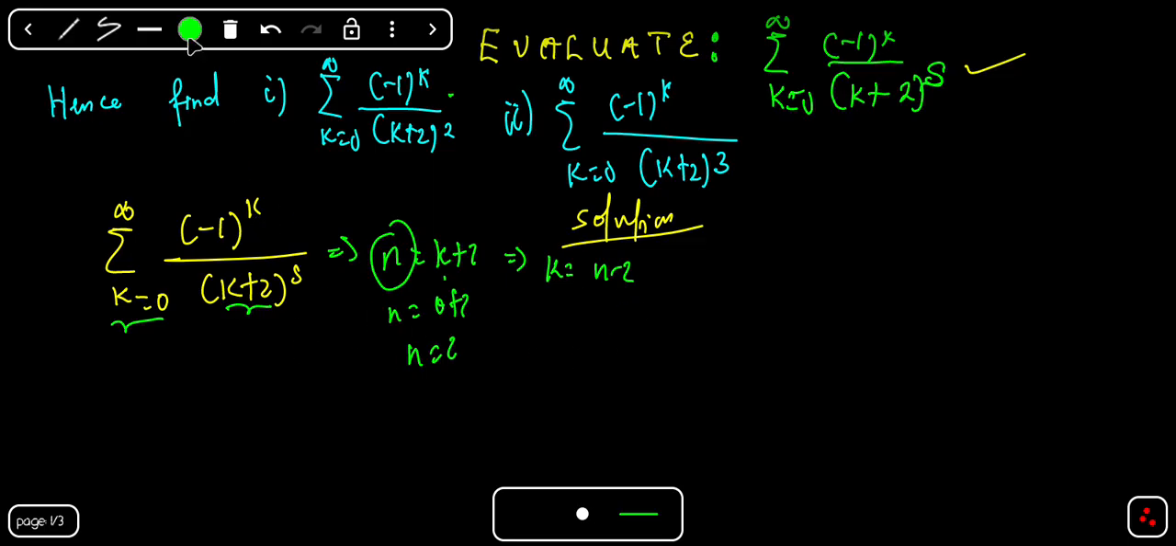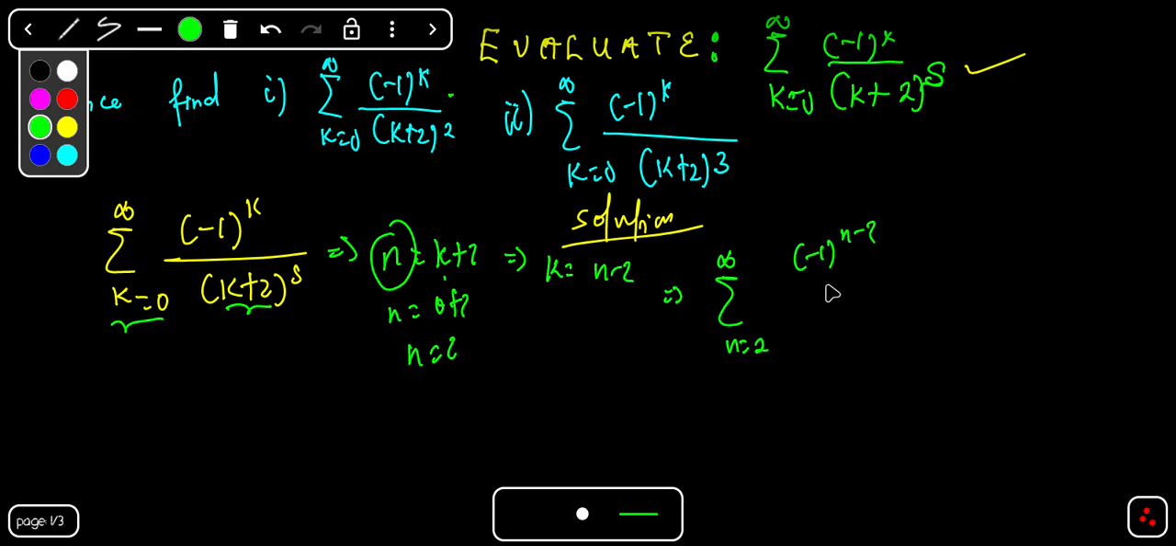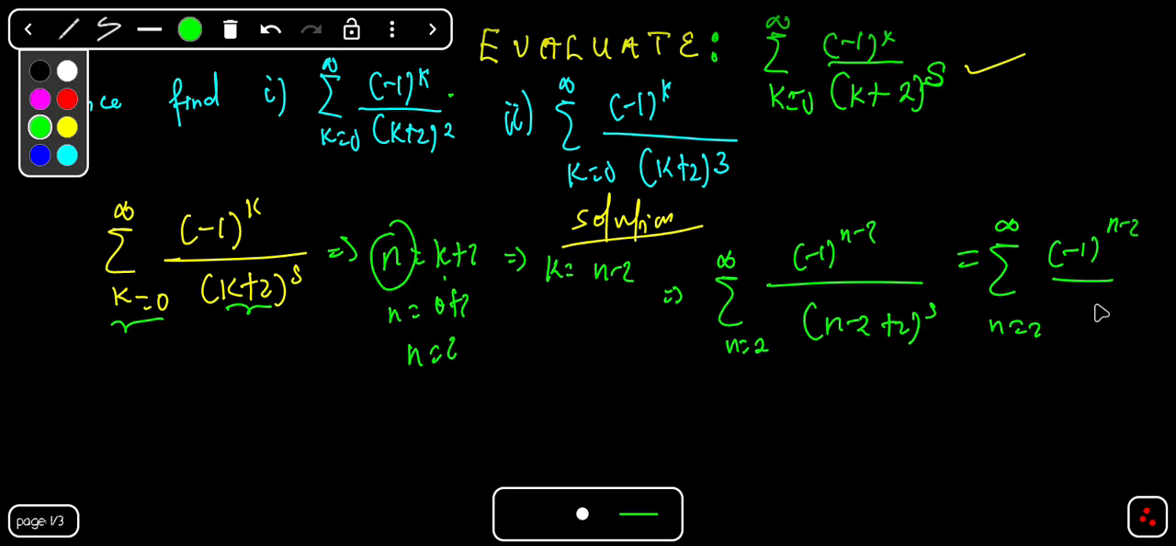All right, if we do that, we're going to have the sum of n from 2 to infinity of (-1)^(n-2), over k + 2, which is n - 2 + 2, raised to the power of s. So we're going to have the sum of n from 2 to infinity of (-1)^(n-2) over n^s. Now, this is beautiful.